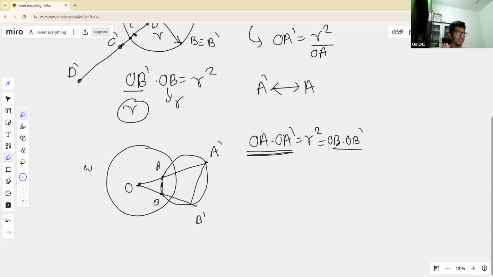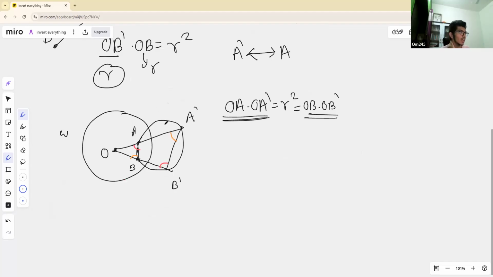Because this just follows from the definition of inversion, and then we use the converse of power of a point. Now this is a very interesting property because we got that this is cyclic, so this angle is equal to this angle, and this angle is equal to this angle. This is a very handy tool because whenever you invert the diagram, you always have to work with the angle conditions, and you will see you will deal with many angle conditions which you should get a hand on. So this is the first nice condition.